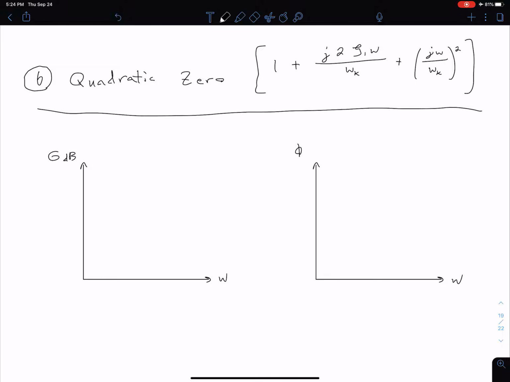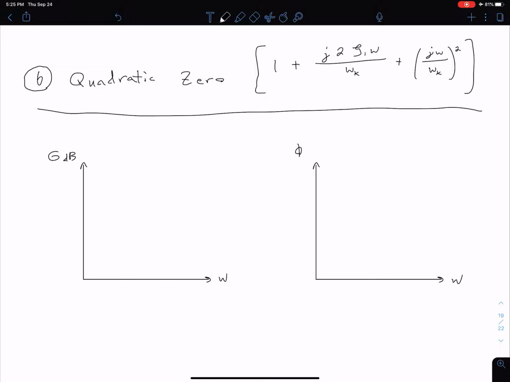In this video, we're going to consider our last two possible terms, our quadratic zero and our quadratic pole. We're going to spend more time deriving the quadratic zero Bode plots, and then we're just going to say it's similar for our quadratic pole, and we're not going to show all of the details for that. So our quadratic zero is this big monster up here in the top right of the screen.